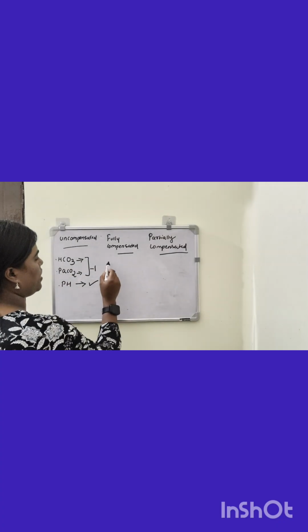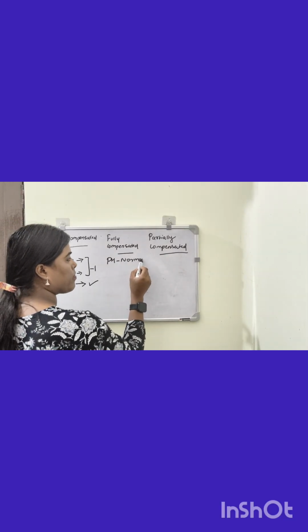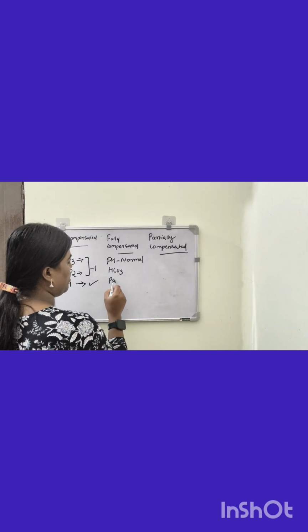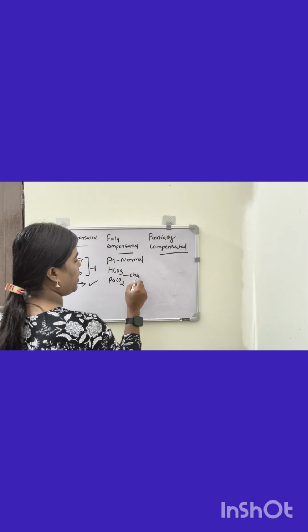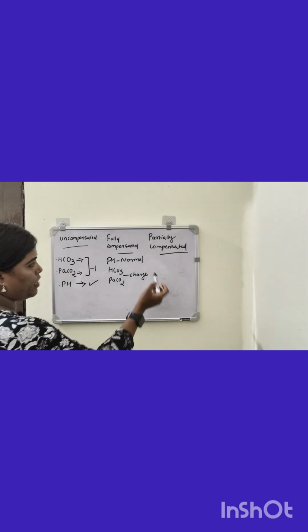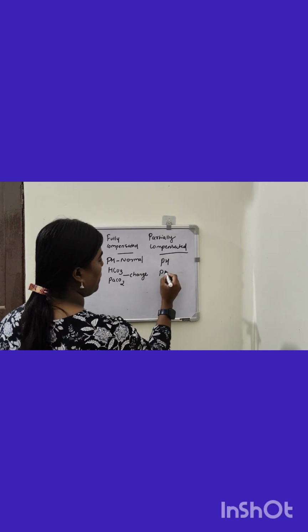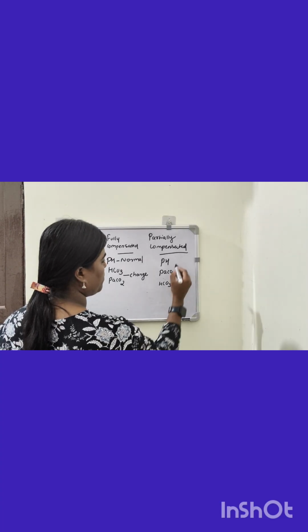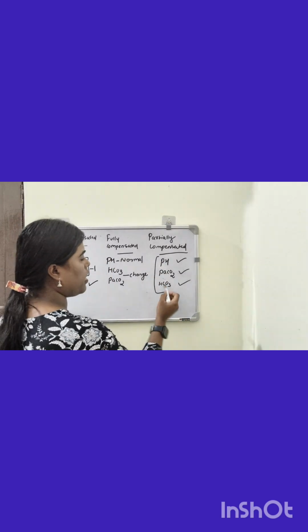In fully compensated, the pH will be normal, but the bicarb and partial pressure of CO2, there will be change. Okay. Now, partially compensated, what happens? The pH, partial pressure of CO2 and bicarb. In these three determinants, there will be changes.